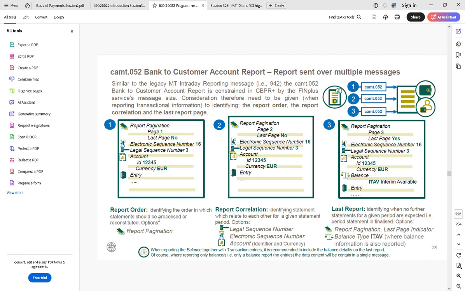So it contains report pagination, legacy sequence number, electronic sequence number, account identification.